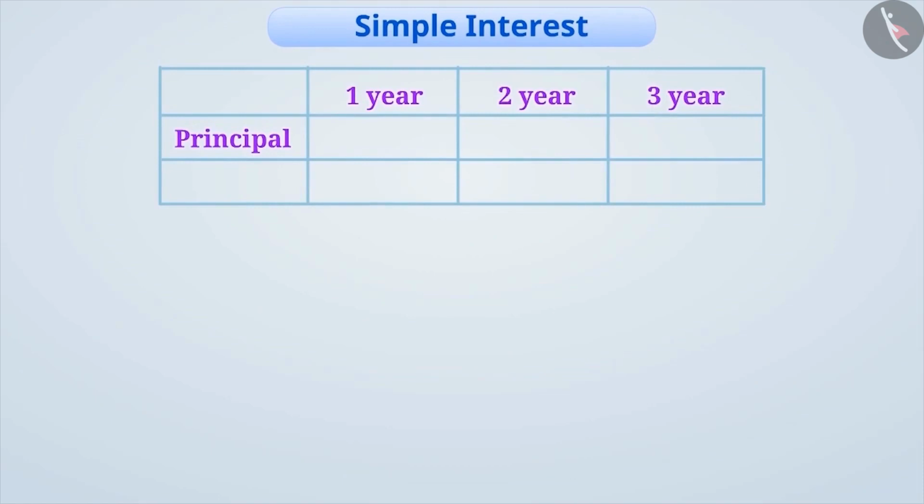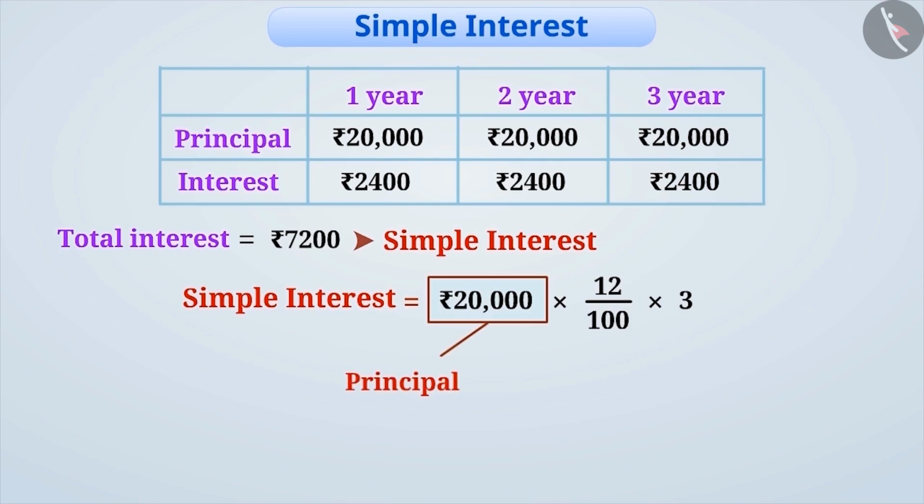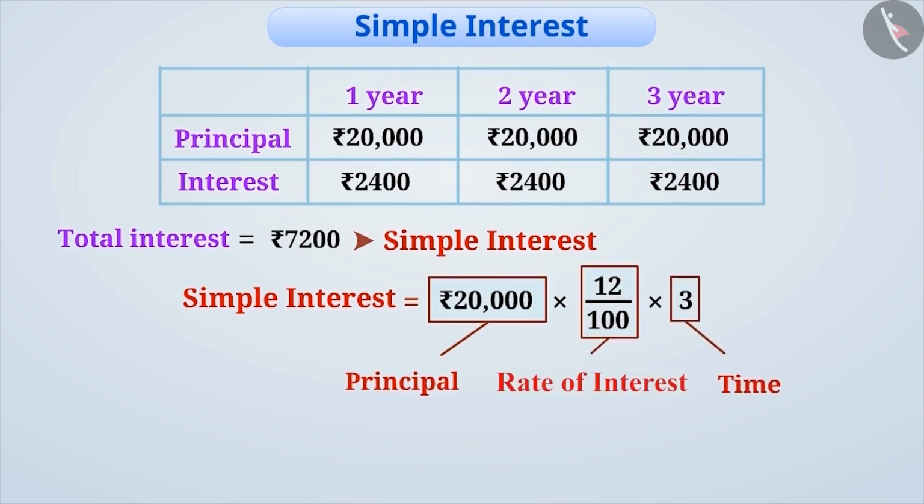There is an important point to be noted here. The principal is the same for all 3 years. If principal is the same for every year, then interest will also be the same. Interest calculated in this manner is called simple interest. As you can see, to find the simple interest, we have multiplied principal, rate of interest, and time.